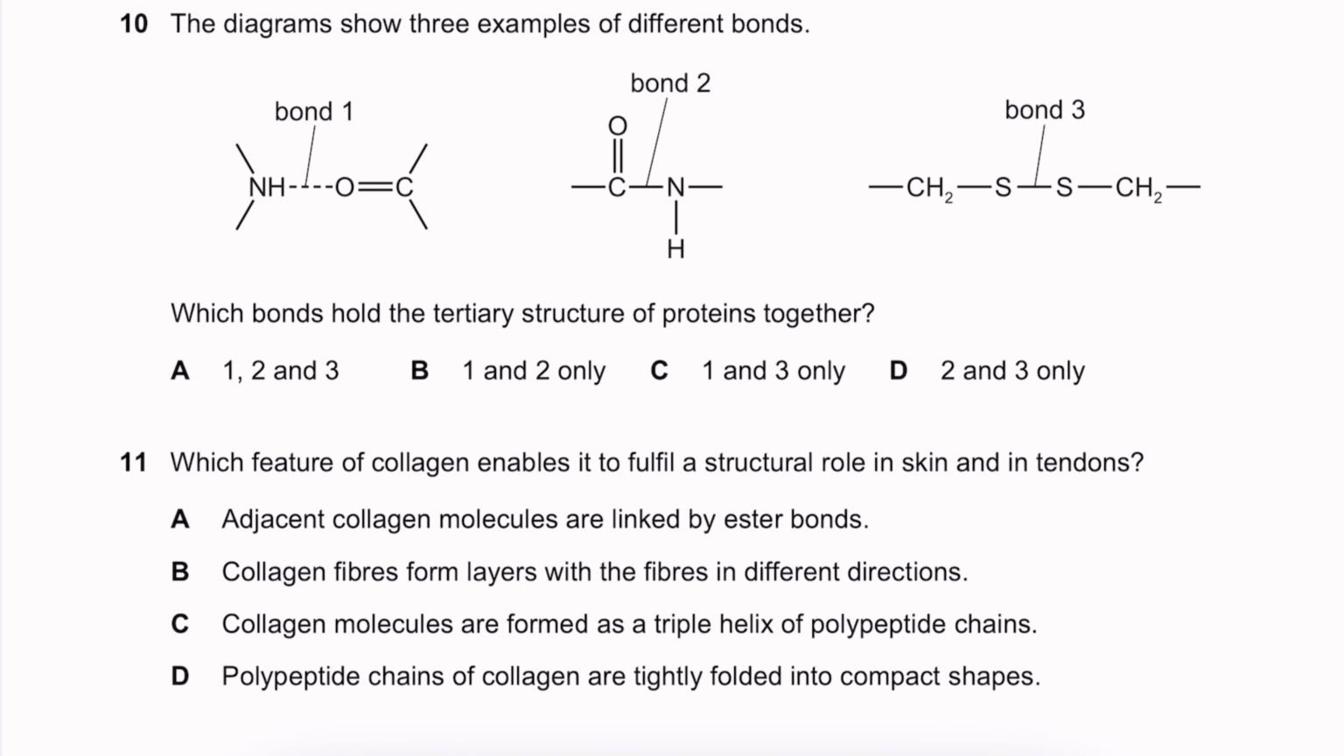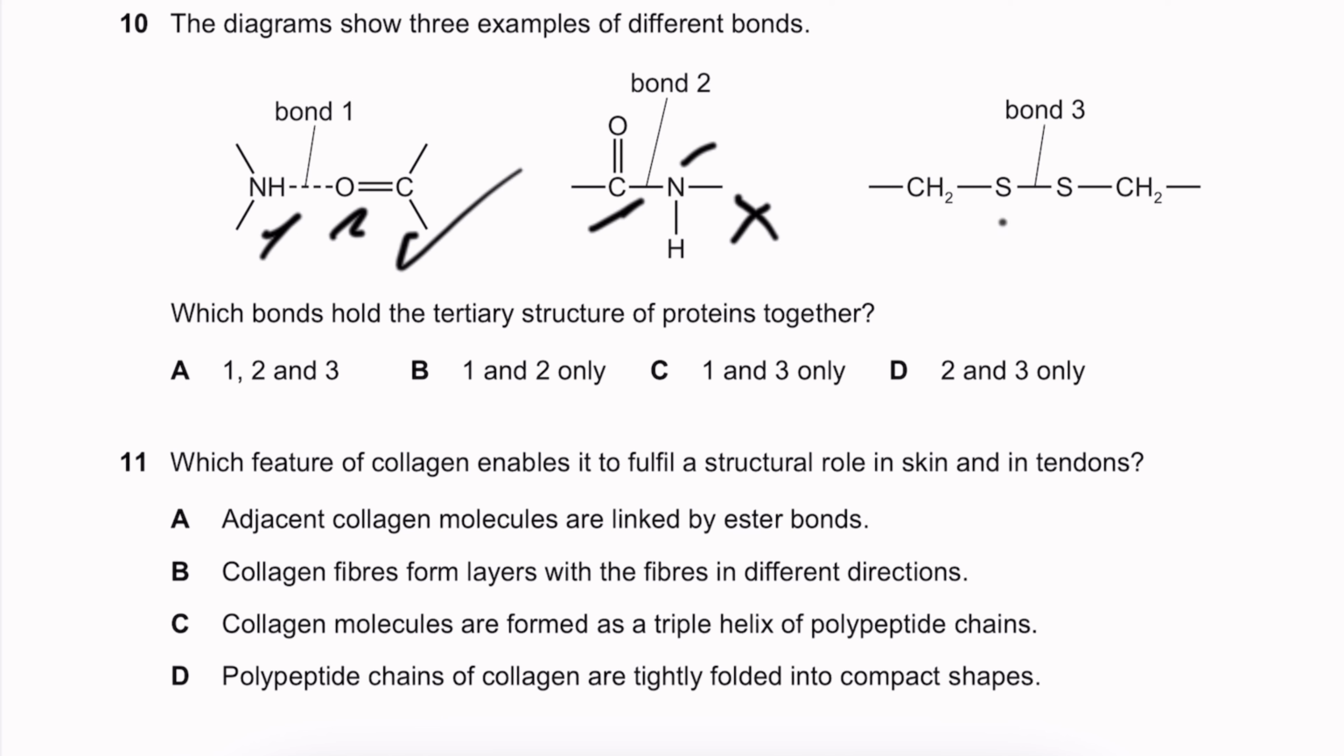Now, the diagram shows 3 examples of different bonds. Which bond holds the tertiary structure of proteins together? The tertiary structure of proteins is held by ionic bonds, hydrogen bonds, disulfide bonds, and hydrophobic interactions. Bond 1 shows a hydrogen bond, because you can see a bond between hydrogen and oxygen, and it is a weak bond which is represented by these dots. So obviously this is a hydrogen bond, so yes, it does hold it. Bond 2 shows a peptide bond, and you can see that because it's a bond between carbon and nitrogen, and it's a direct bond. And of course, a peptide bond does not hold a tertiary structure, however it does hold a primary structure. So this is wrong.